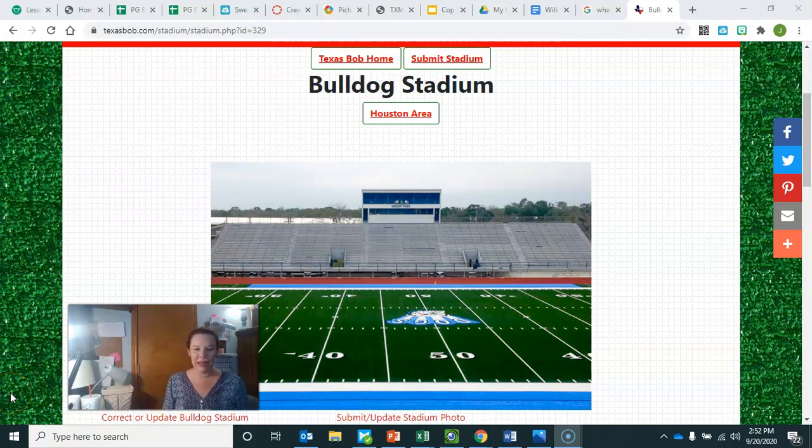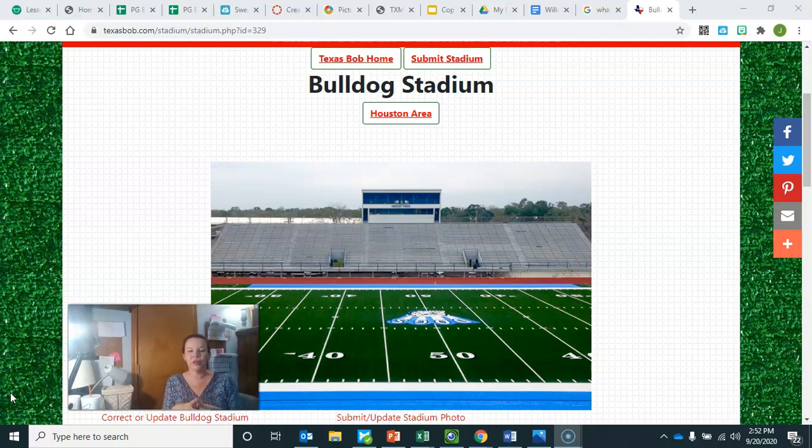So today in math, I bet y'all are wondering why I have the Bulldog Stadium up there. So let's talk a little bit about what we're going to do, and then I'll explain why. Today y'all have done already the vocabulary, and so you know that we are going to be comparing and contrasting numbers. We're going to be saying that they're greater than, less than, or equal to, right?